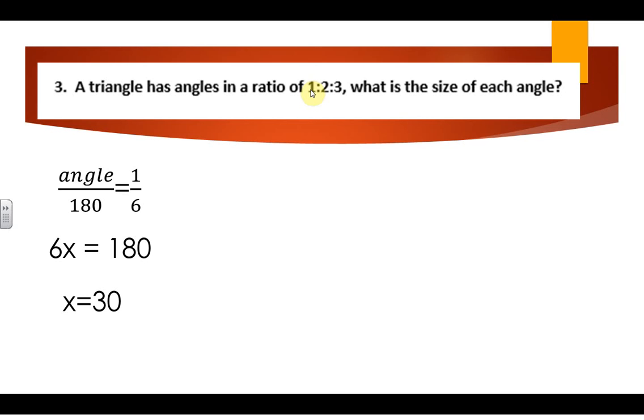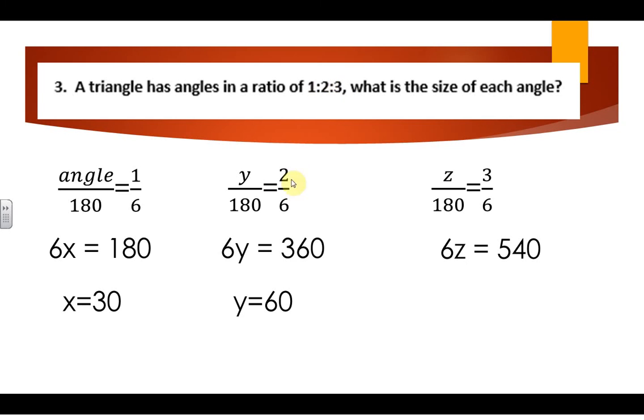To find the next angle, again, I use the same ratio, and I do my cross multiplication, and I get 60. And notice I used 2 this time because that's the second angle's ratio. And then the last angle, again, if you found these, you could just subtract from 180 now, but I'm just showing all the ratios. C equals 90. So 30, 60, 90 would be the size of each angle.